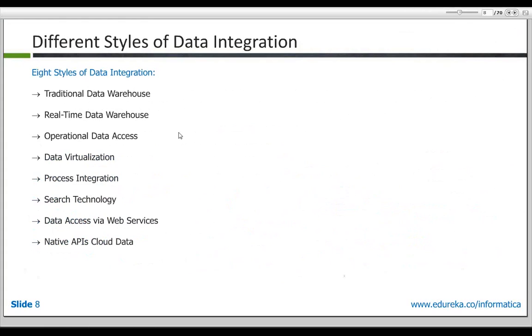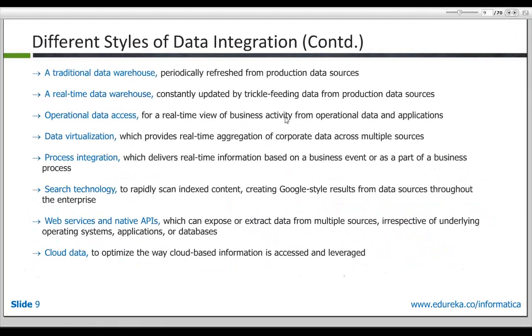All right. So now it is talking about the different types of data integration, different styles. So there is a traditional data warehouse, real-time data warehouse, operational data access, data virtualization, process integration, search technology, native APIs, or data access. So let's go through these as well. Probably in the next slides we'll have it in detail.